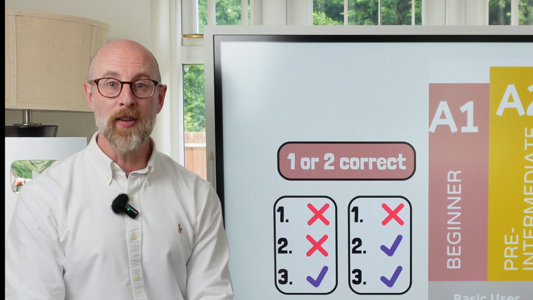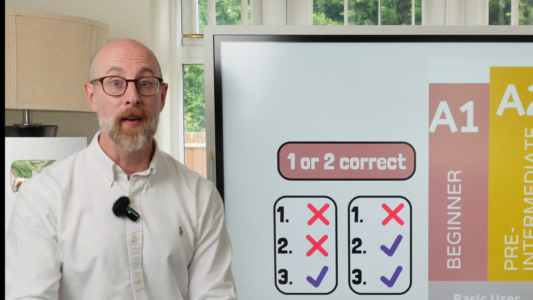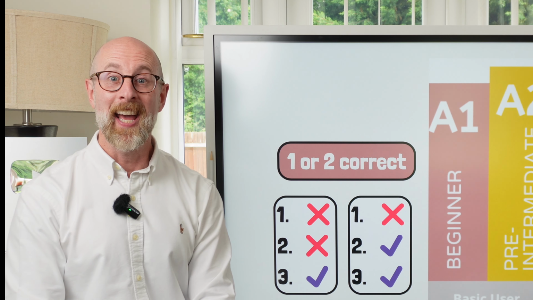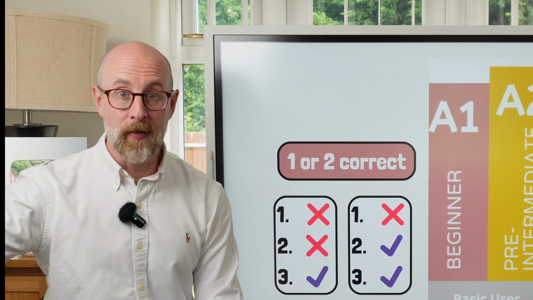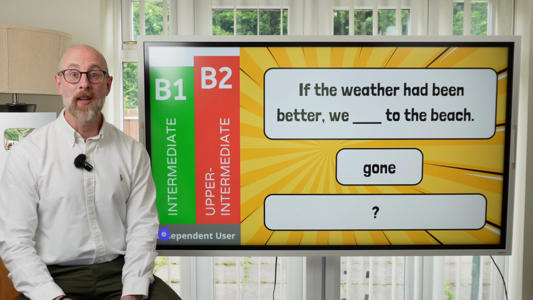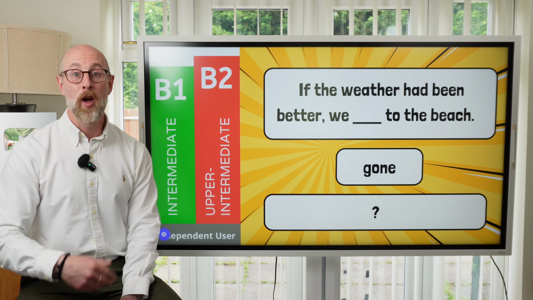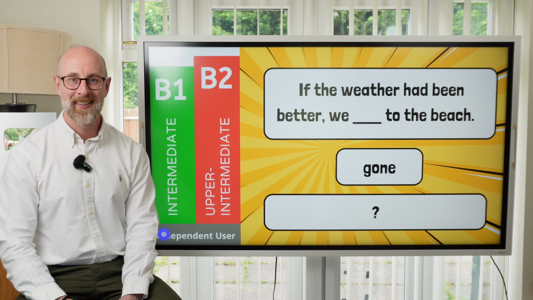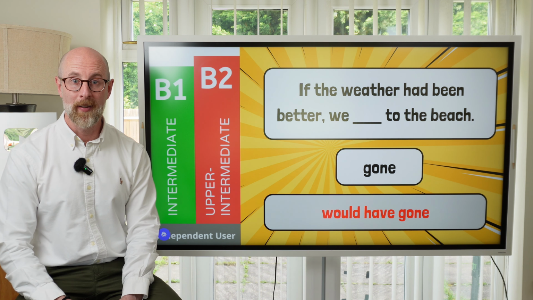Okay, we're going to move on now to our B1 and B2 questions. We'll discover if your grammatical accuracy is at B1 level or at B2 level or even further. Here is our first question. Use the key word in the box to rewrite the sentence underneath. If the weather had been better, we to the beach. Here's the answer. Check. If the weather had been better, we would have gone to the beach.